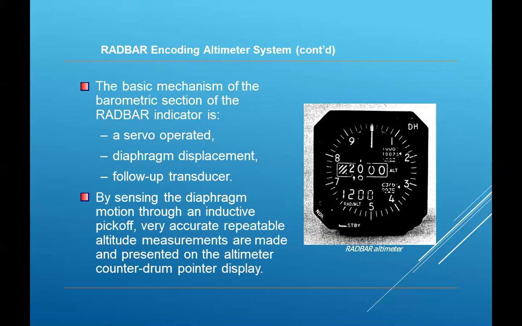The basic mechanism of the barometric section of the radar indicator is a servo operated diaphragm displacement follower transducer. By sensing the diaphragm motion through an inductive pickoff, very accurate repeatable altitude measurements are made and presented on the altimeter counter drum pointer display.